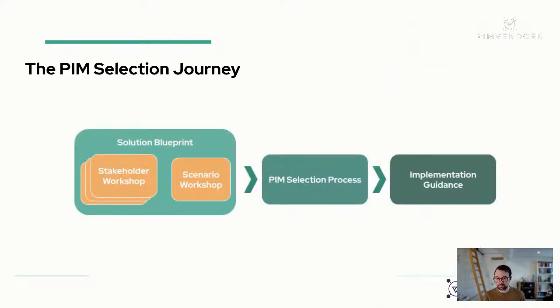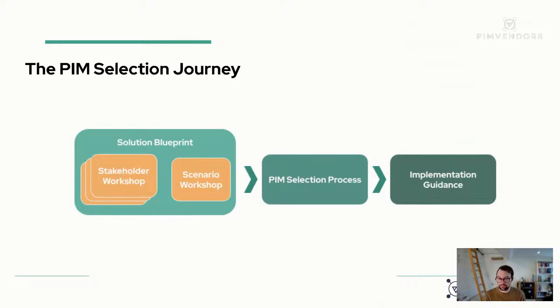So how does a PIM solution blueprint fit into the PIM selection journey? The solution blueprint is basically built on a series of workshops that we have with stakeholders inside the organization, from different departments, from different levels, so both the strategic decision-making layer, but also the PIM users, right? So the actual users and the people that work in the PIM on a daily basis. And we then have a scenario workshop where we translate all the different learnings to use case scenarios, both now and in the future. And of course, during the whole process, we validate the learnings with you to get to the right blueprint.